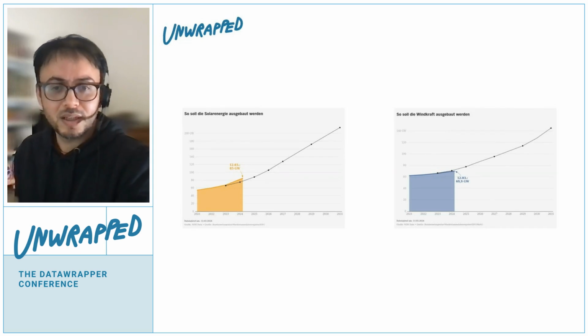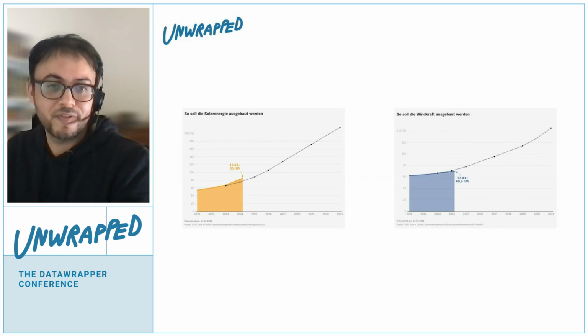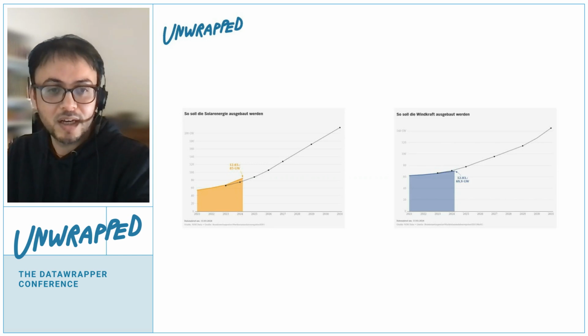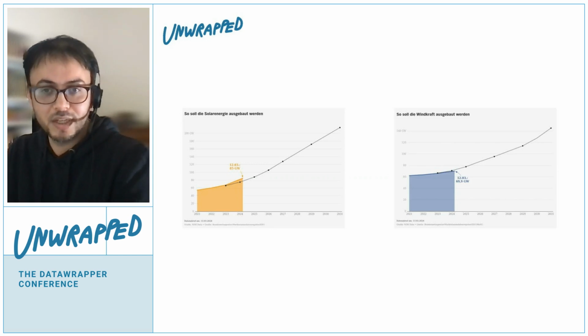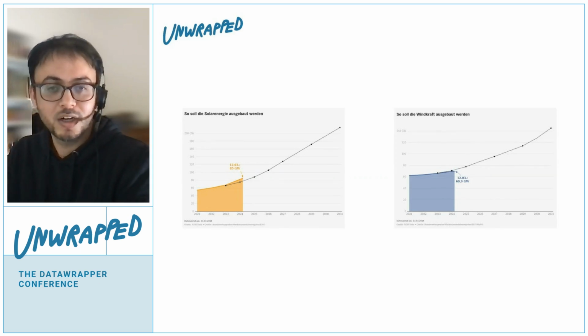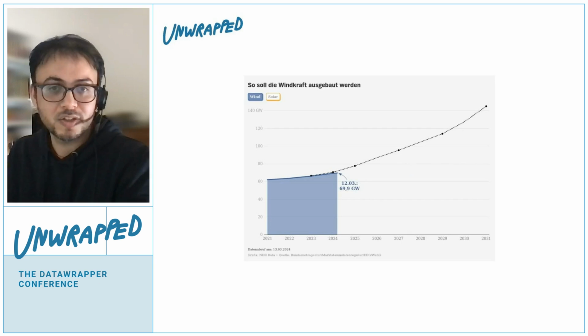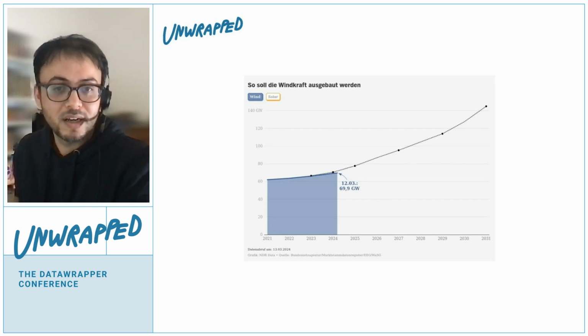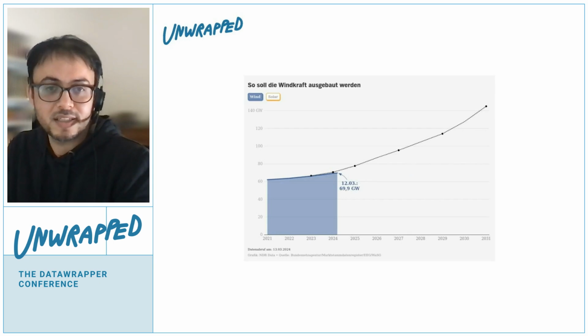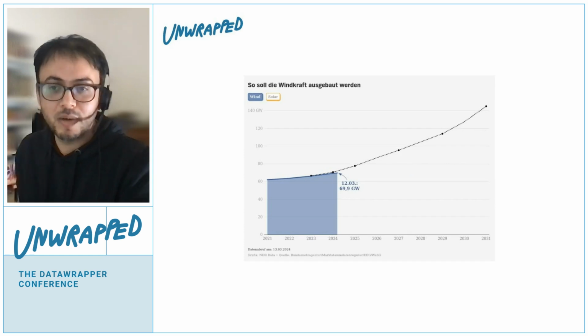So the problem that we had is sometimes you have very similar charts that you want to present together, but Datawrapper doesn't really allow you to do this. The example I've got here is how renewable energy systems are being expanded in Germany. One chart is for solar energy and one is for wind energy, and we wanted to link them together so that they look like they do in the next slide, with this little button in the top left, where you can switch from wind to solar as you like.